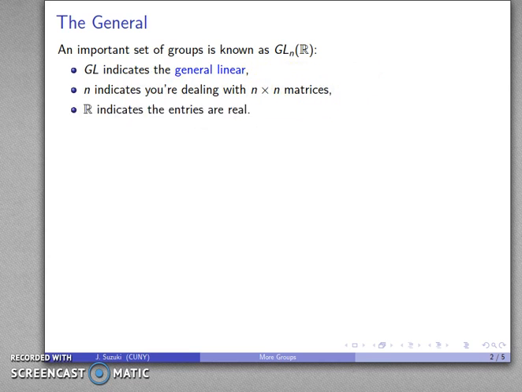And, in fact, we can go a little bit farther. This R means that the entries of those N by N matrices are real. So this is a group that's based on N by N real matrices. And, well, that's a set.